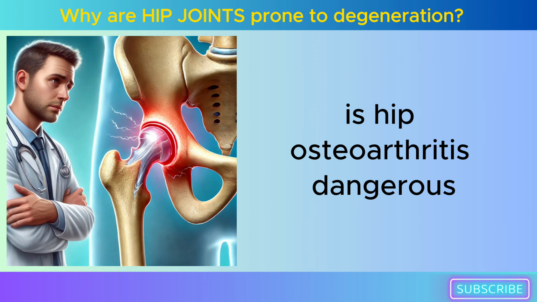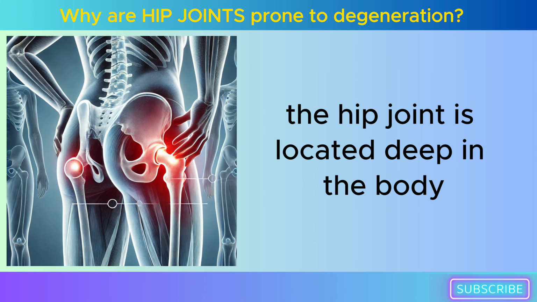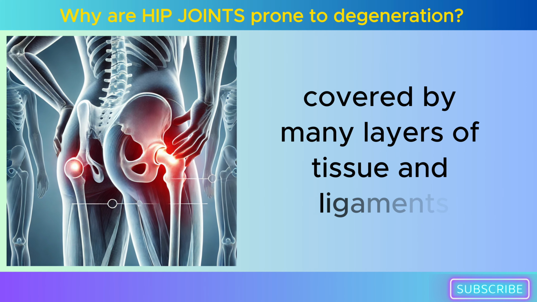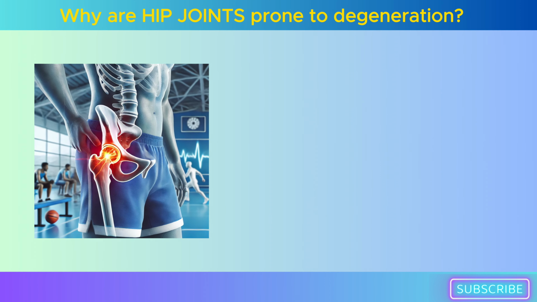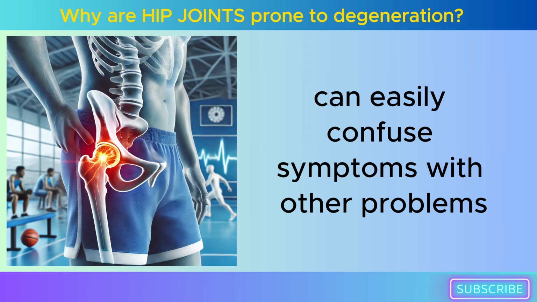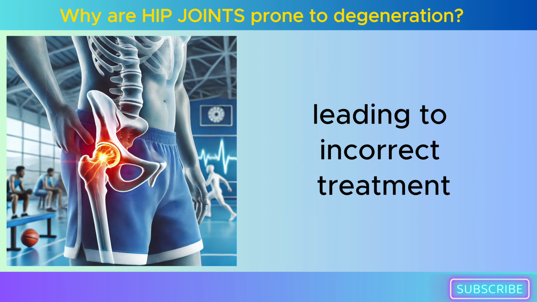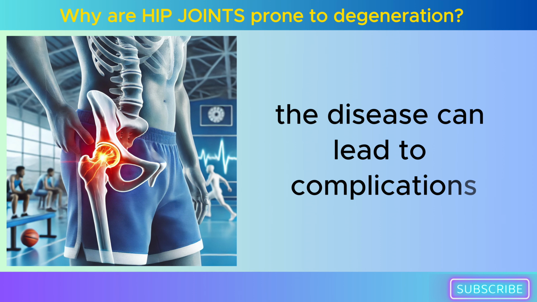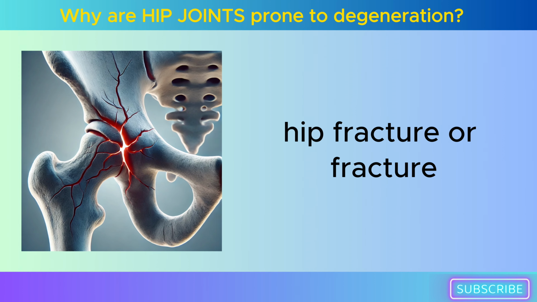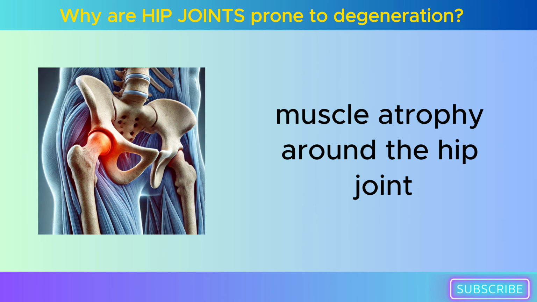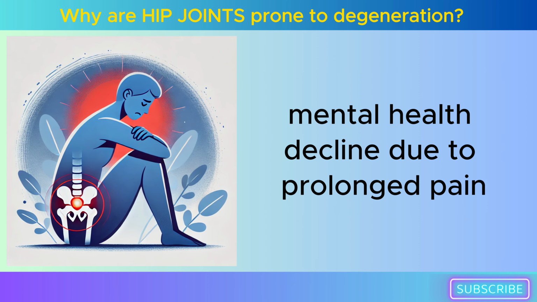Is hip osteoarthritis dangerous? The hip joint is located deep in the body, covered by many layers of tissue and ligaments, making damage in this area difficult to detect. Patients can easily confuse symptoms with other problems such as low back pain or pelvic arthritis, leading to incorrect treatment. The disease can lead to complications such as joint deformity, hip fracture, muscle atrophy around the hip joint, and mental health decline due to prolonged pain.